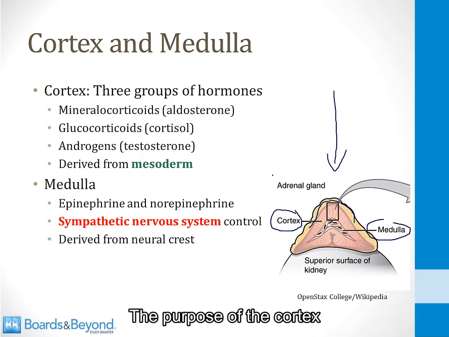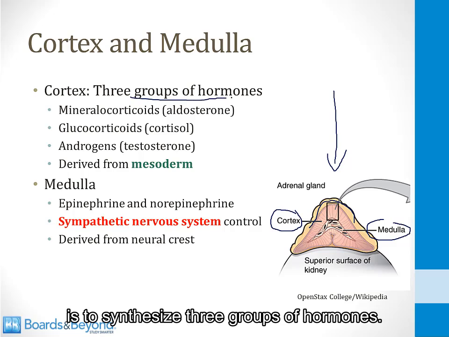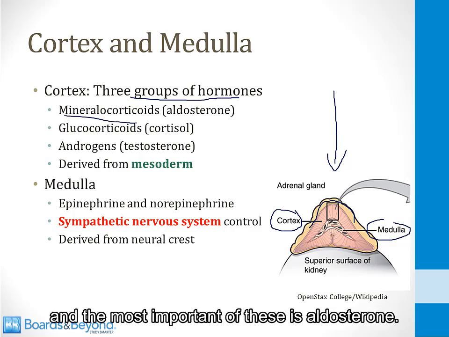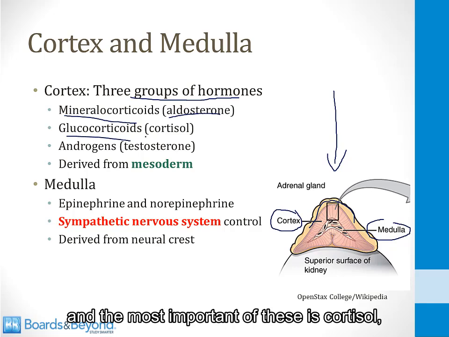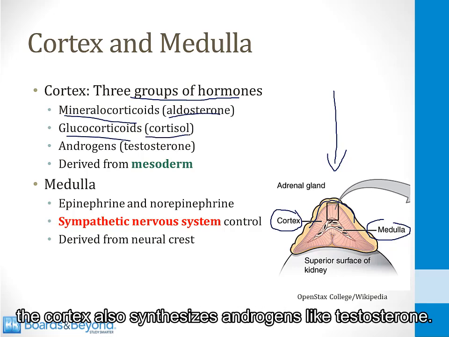The purpose of the cortex is to synthesize three groups of hormones. One group are called the mineralocorticoids, and the most important of these is aldosterone. The other group of hormones is called the glucocorticoids, and the most important of these is cortisol. And then finally, the cortex also synthesizes androgens like testosterone.